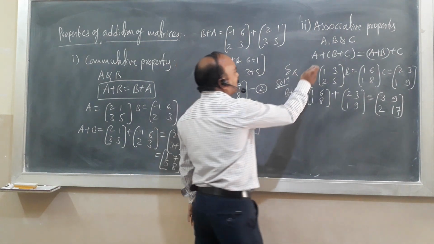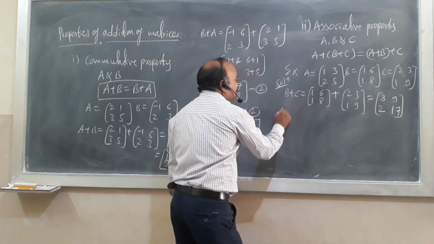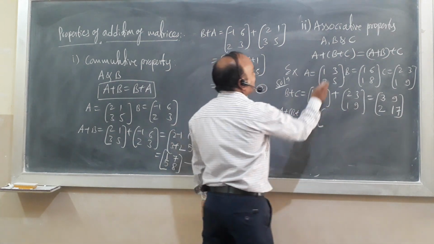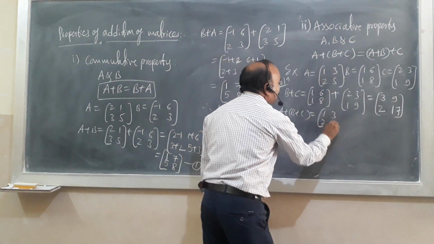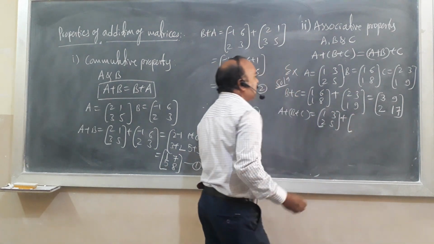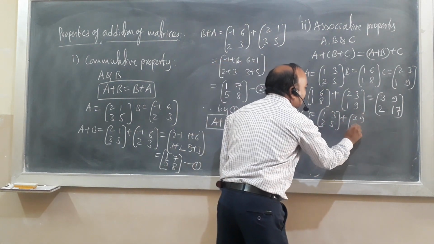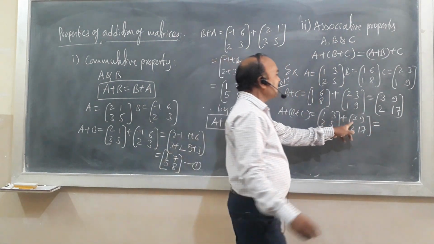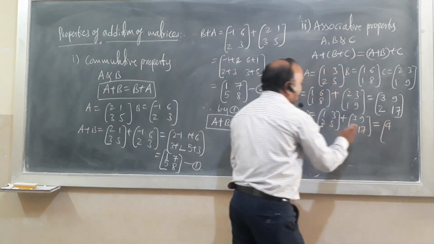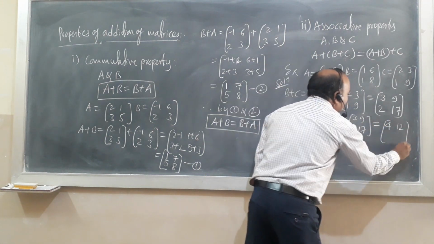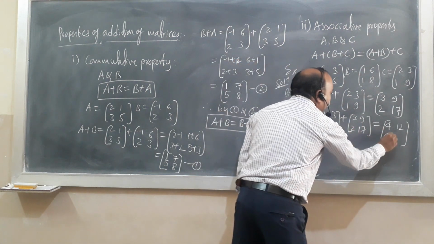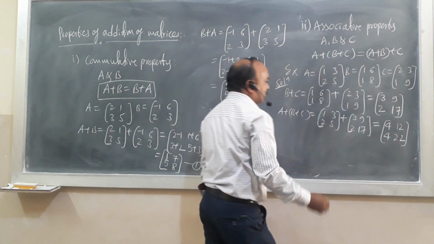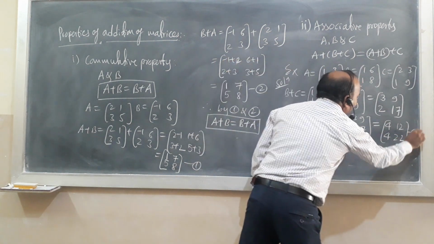Now we calculate A plus (B plus C) value. A is already given, 1 3 2 5, plus B plus C, you got 3 9 2 17. Now add these two. 1 plus 3 equal to 4, 3 plus 9 is 12, 2 plus 2 is 4, 5 plus 17 is 22. Now you call this as equation number 1.